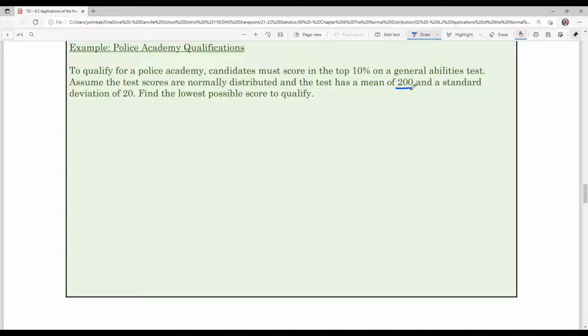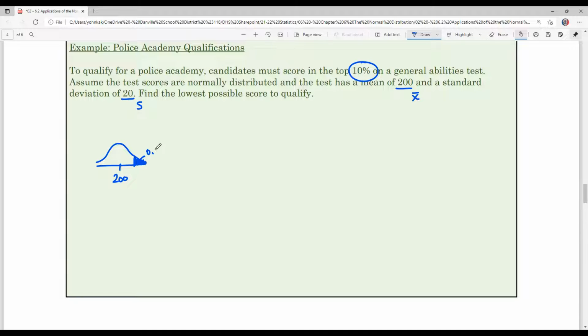All right, so a mean of 200, that's your X bar. A standard deviation of 20, that's our S. And we want the top 10%. So if I draw my graph, I put the mean in the center, which is 200. Now, where would the top 10% be? Remember that the smaller percentages are on the left and the bigger percentages are on the right. So if I want the top 10%, I'm looking for this amount right here.